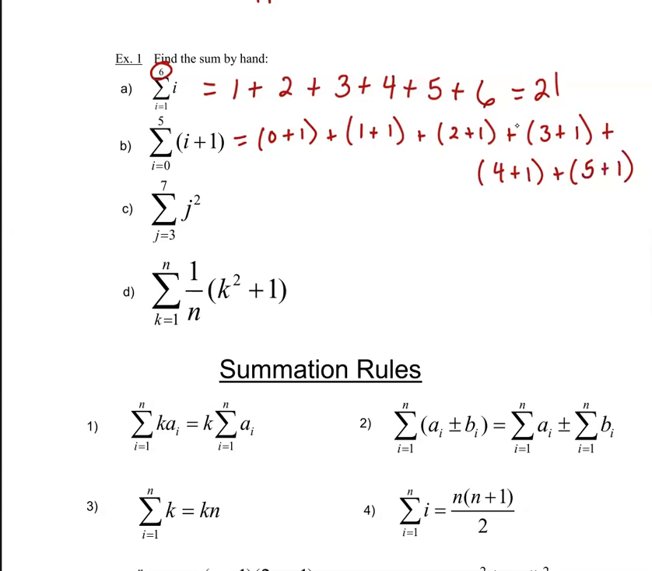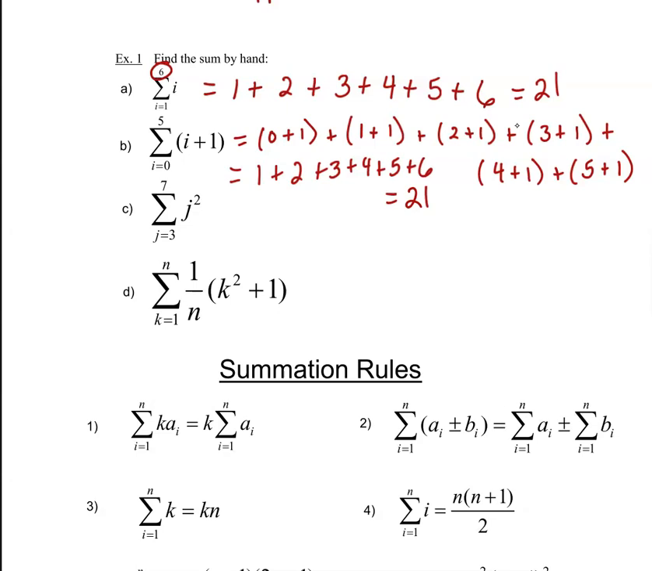And if you're observant, you might notice that this gives me the series 1 plus 2 plus 3 plus 4 plus 5 plus 6. It's the exact same series as what I had in part A, just the notation is a little bit different. So the sum is still 21, but the route we took to get there was slightly different. How about letter C?